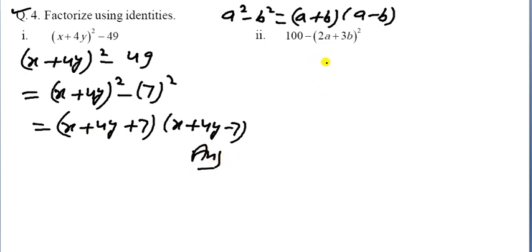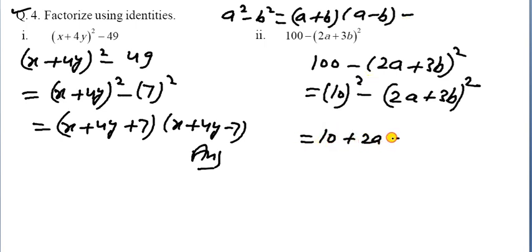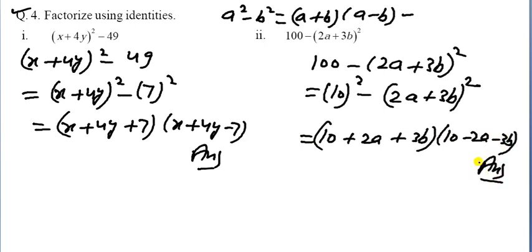So let us see in this example what happens in this question. It is 100 minus (2a plus 3b) whole square. So what will happen? It is 10 whole square minus (2a plus 3b) whole square. So now use the above identity. This identity you can use here. So it will be (10 plus 2a plus 3b), and in the second bracket change their sign, it is (10 minus 2a minus 3b). So that one is your answer.